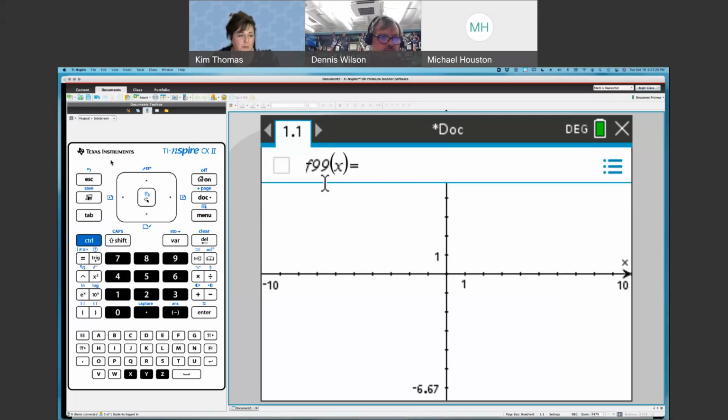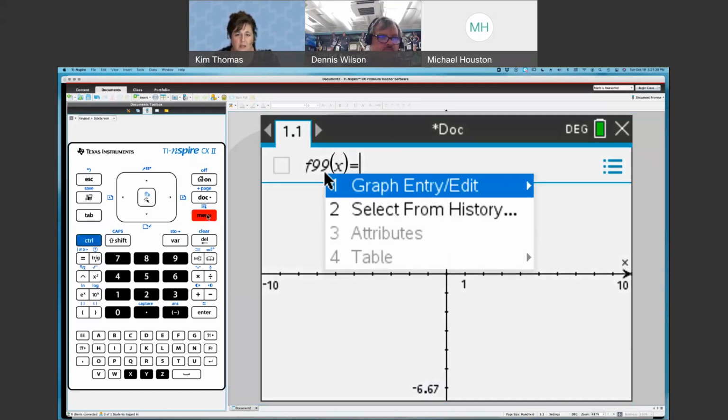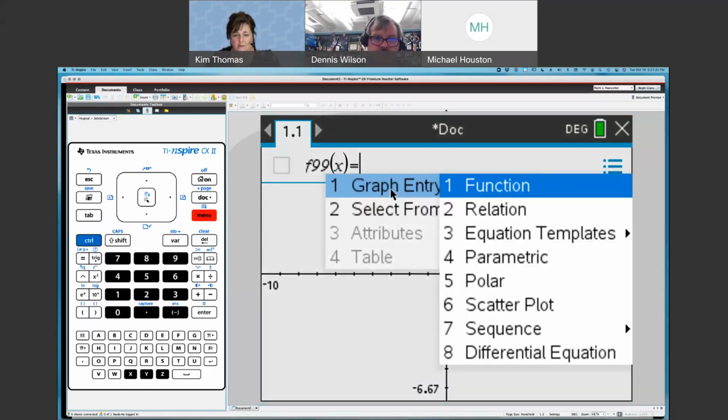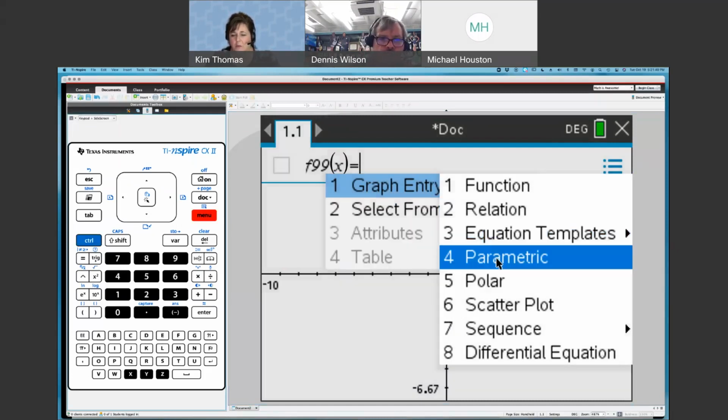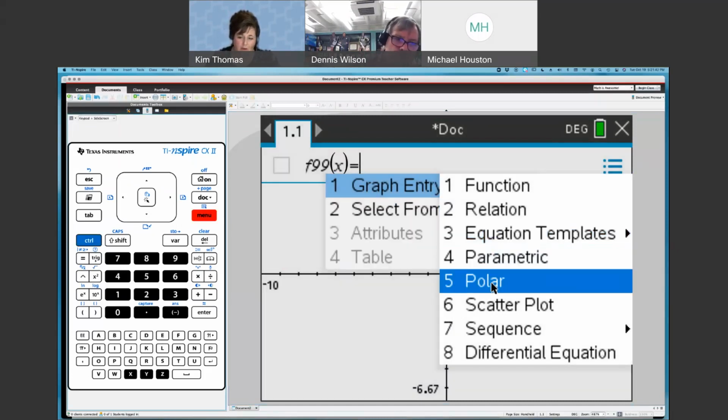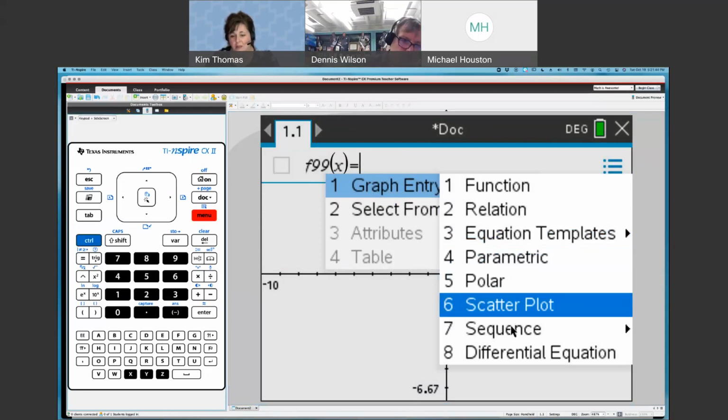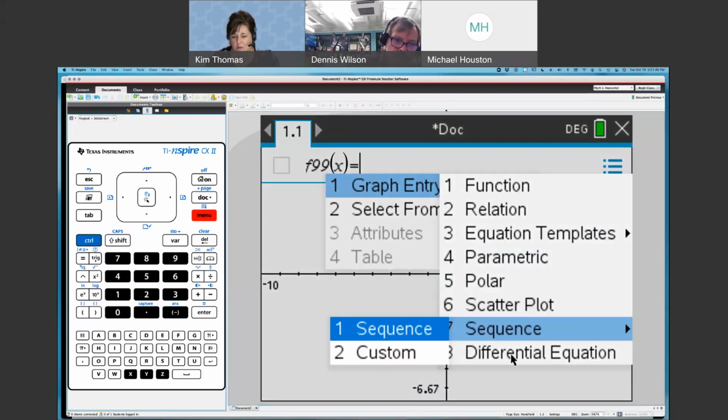So in the TI-Nspire, if you hit Control and then Menu, it will ask you if you want to change this graph entry line. So this top line up here is your graph entry line, and we have these choices. We can do functions, we can do relations, there's all these equation templates in there. We have parametric graphing, we have polar graphing, we have scatter plots, we have sequences, and differential equations. And so for this evening, we're focusing in on sequences. So I'm going to select sequence.